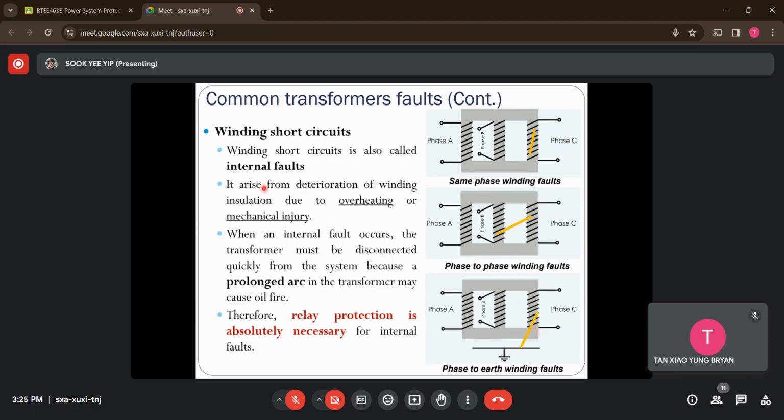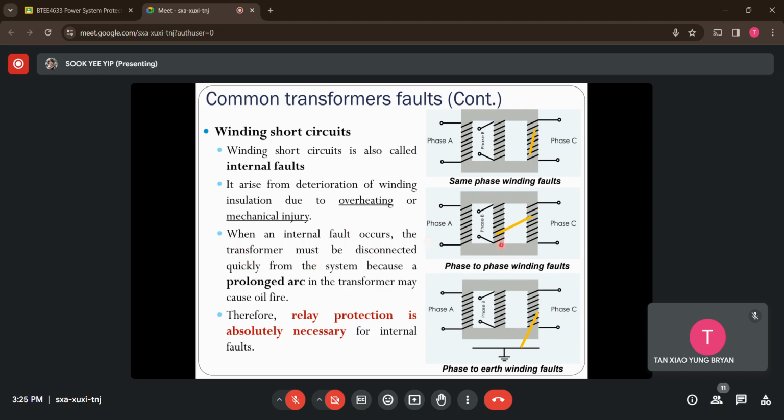All right, so now we want to see how this winding short circuit occurs. It usually arises due to problems with the winding insulation. It might deteriorate, and these deteriorations of the winding insulation can be because of overheating operations or mechanical injury, such as a high force causing damage to the insulation. That's why we have windings being shorted to each other. Whenever such internal faults occur, where we have a short circuit winding in the transformer, this problematic transformer must be disconnected at lightning speed from the power system.